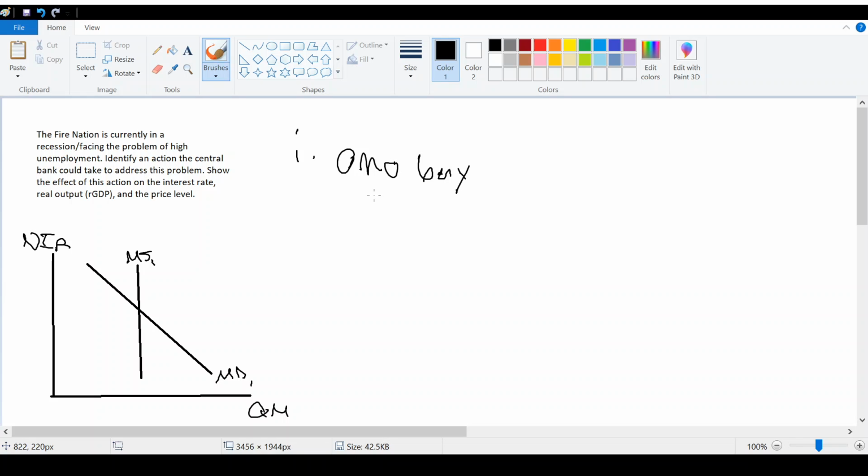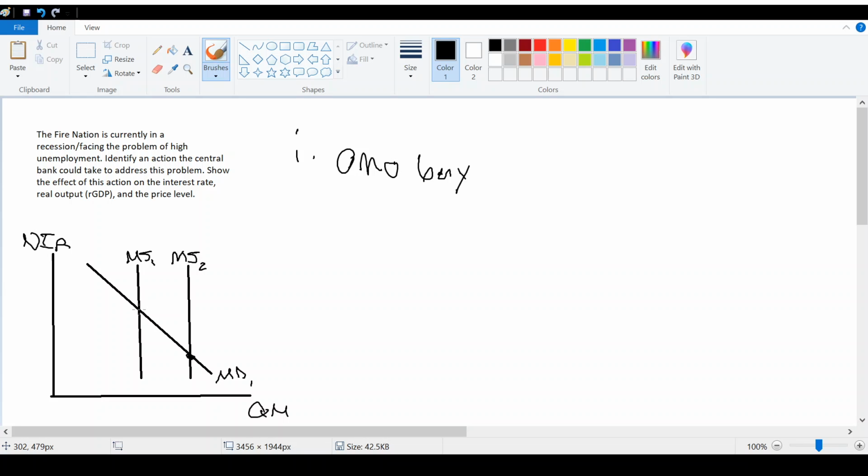Okay, and then OMO buy is expansionary. So expansionary means we're expanding the money supply. No matter what you do, if it's OMO buy or the other two that we mentioned, I don't know why you would do those, but if you were going to do those, they would all have the exact same effect, which is increasing the money supply, moving it to the right. And now we have money supply 2.